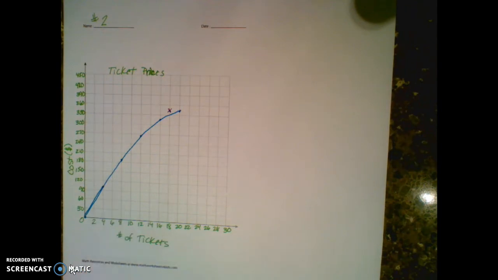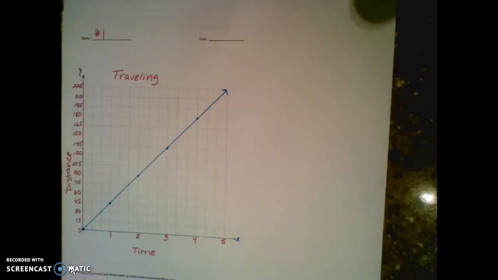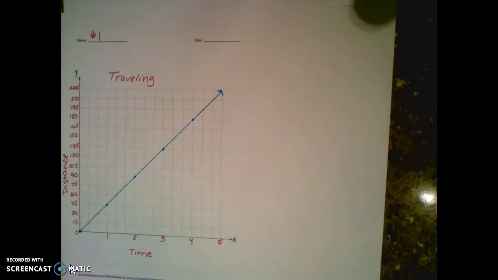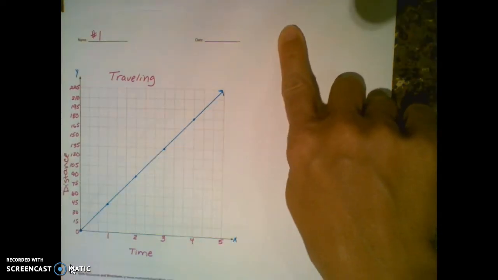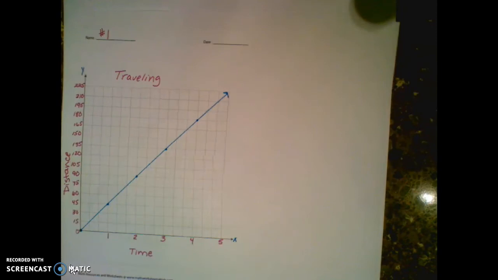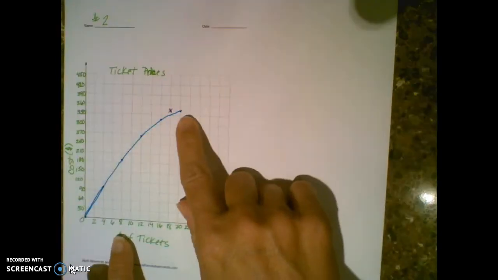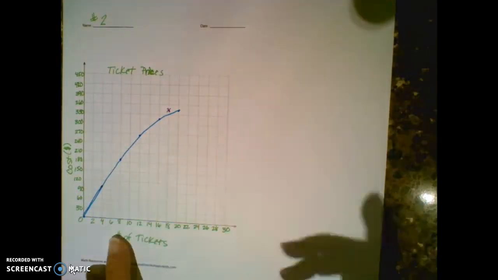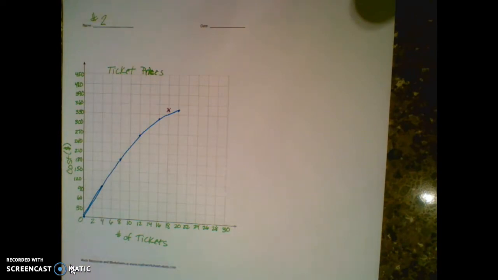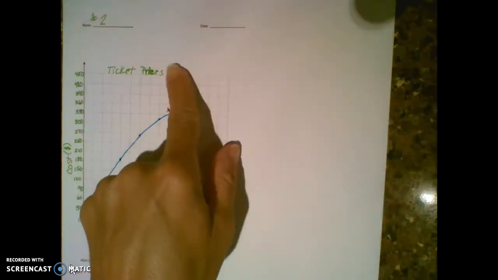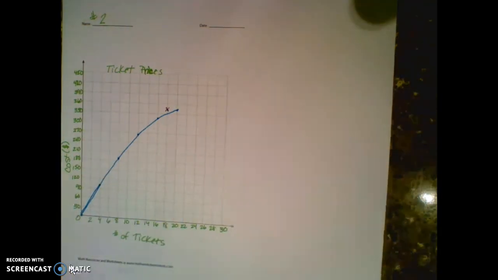Notice in number 1, we had a straight line. I could tell that if I kept going on forever and ever, I could predict the prices. Here, I really didn't draw an arrow because I'm not sure exactly, is it going to go on in that way? Is it going to shoot up this way? Is it going to end up coming down? I don't know. So I stopped there.